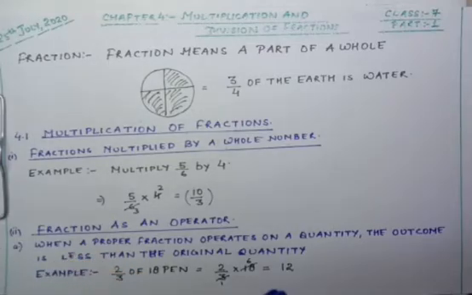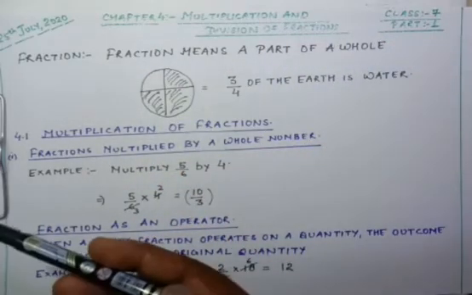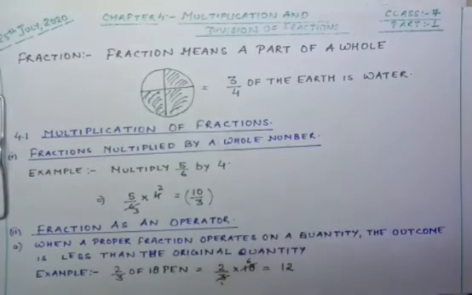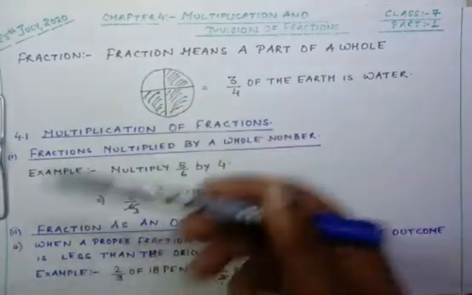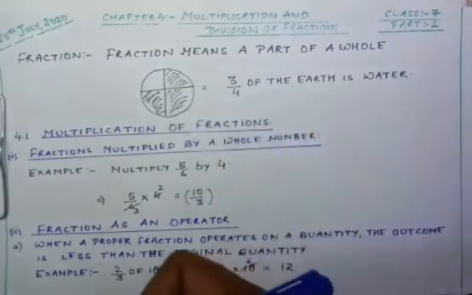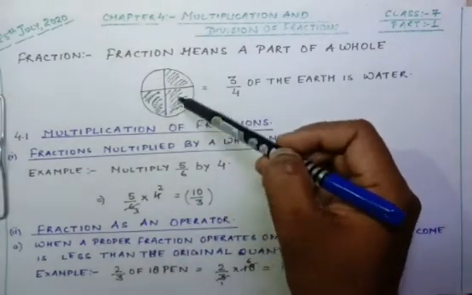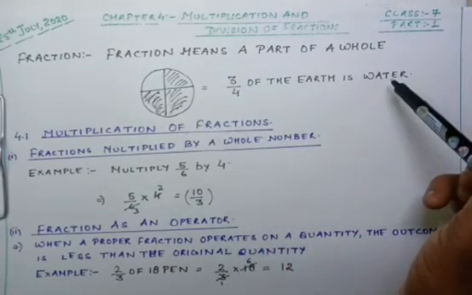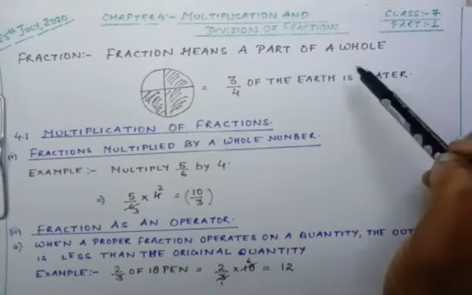What is a fraction? Fraction means a part of a whole. How can you express a part of a whole? Suppose it is the earth, and most of you know that 3/4 of the earth is water. So if I have to show 3/4 with the help of a diagram, I am going to shade this portion as it is water. So this shaded portion represents 3 and the whole part is 4. So 3/4 of the earth is water. I hope this much is clear to everyone.